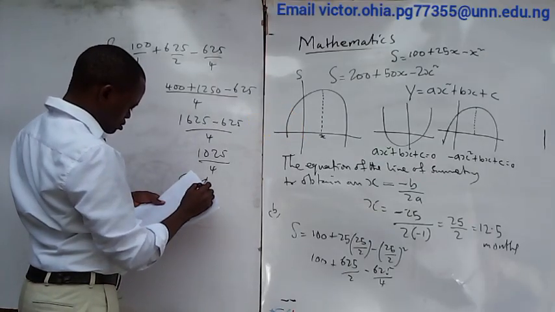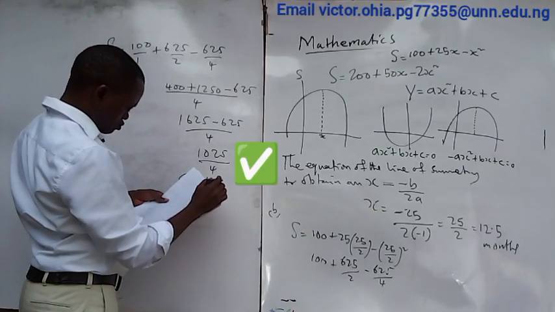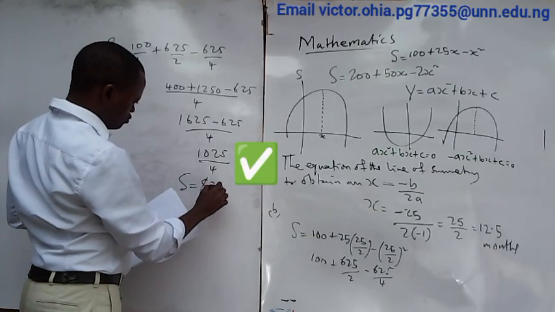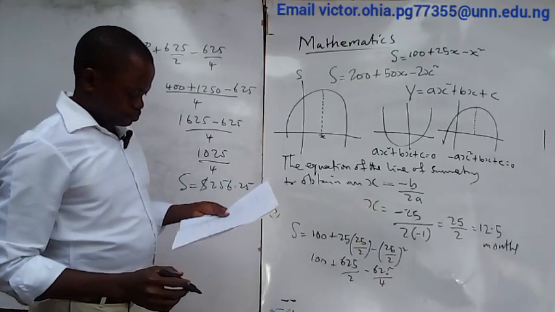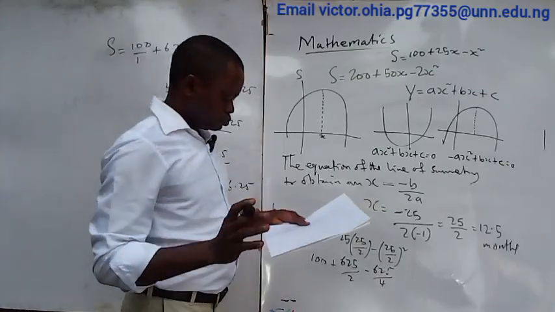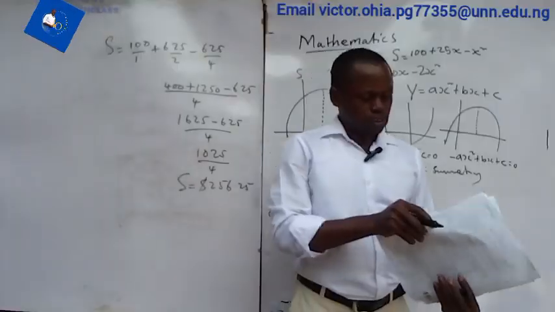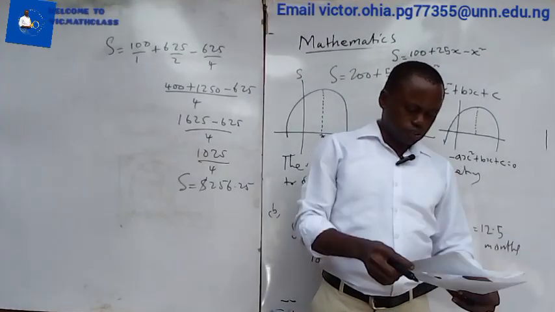And that gave me S, the maximum savings, in dollars, to be 256.25. Okay, so this is what is needed in that question.